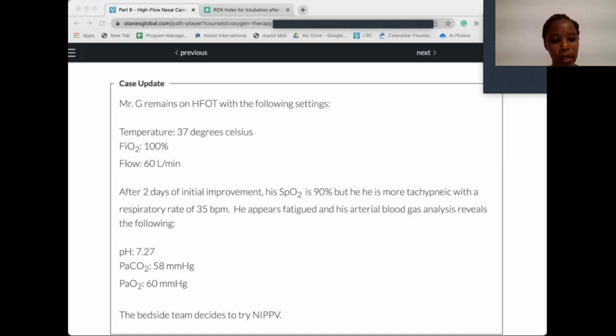So the bedside team decides to put him on non-invasive positive pressure ventilation. Let's continue.